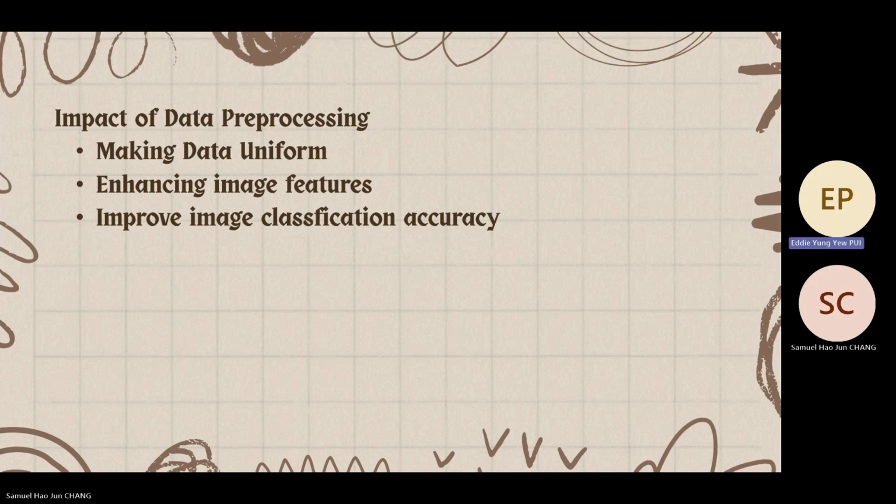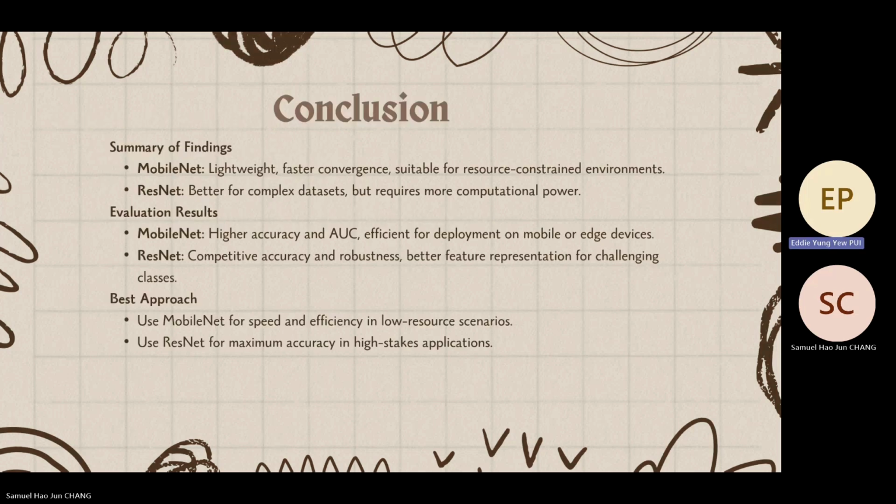In data preprocessing, we also can enhance our image features. For example, we can highlight the important parts inside our image so that the model can easily identify the difference between all the images and all the classes. Besides that, by using data preprocessing, we also can improve our image classification accuracy, as we just need to enhance our images by highlighting the important parts, and the model will learn more easily, and the accuracy will be improved. That's all for me. Let's move on to Samuel.